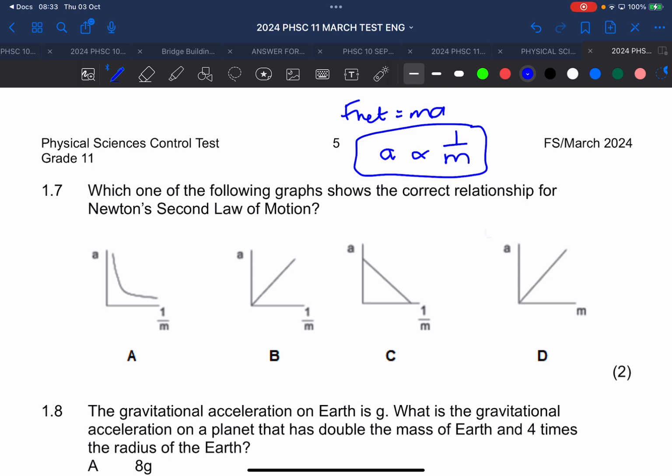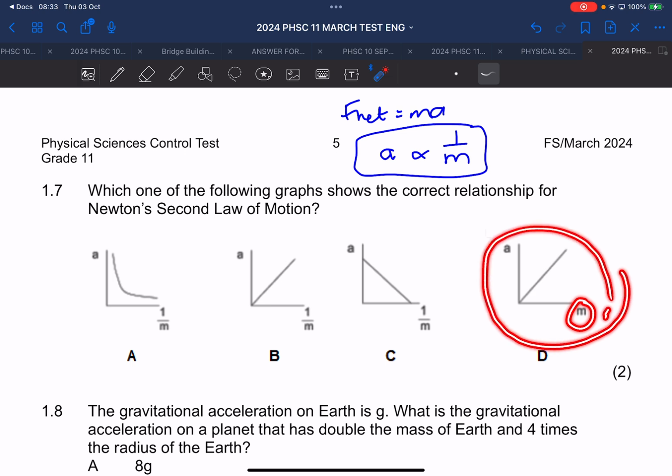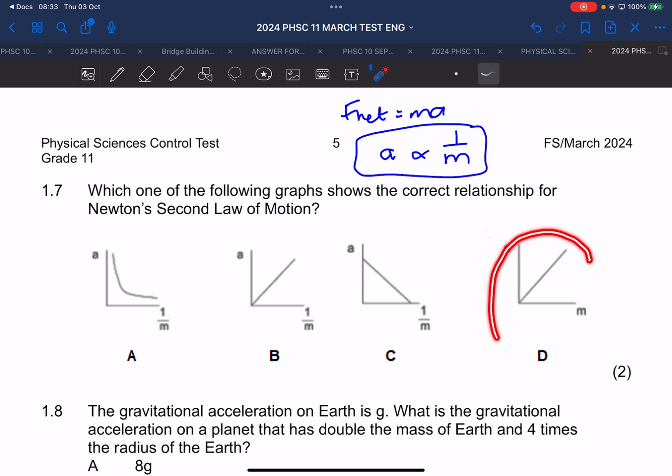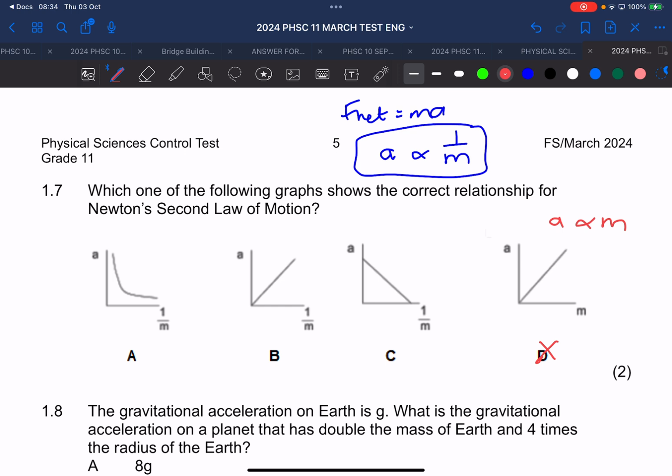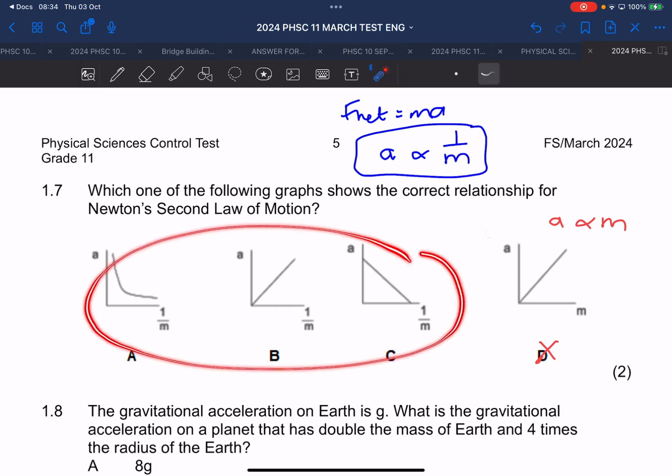Okay. Now, they are giving two types of graphs here. They're giving acceleration versus 1 over mass and acceleration versus mass. Okay, I'm first going to look at this one. If they give it to you like this, where it's a straight line like that, then we read it as acceleration is directly proportional to mass. Is the acceleration directly proportional to the mass? No, so it cannot be D. Okay, now I have to look here. Which one can it be?